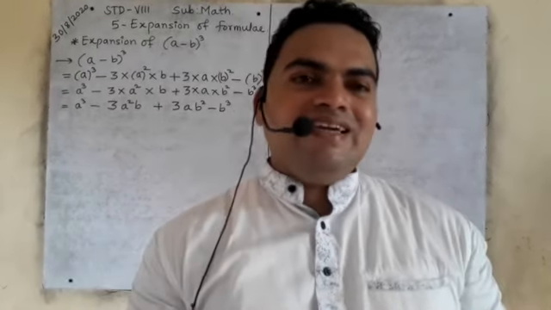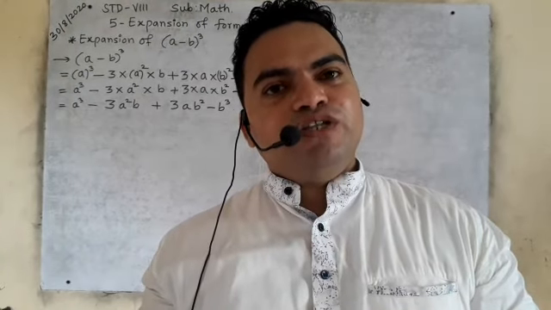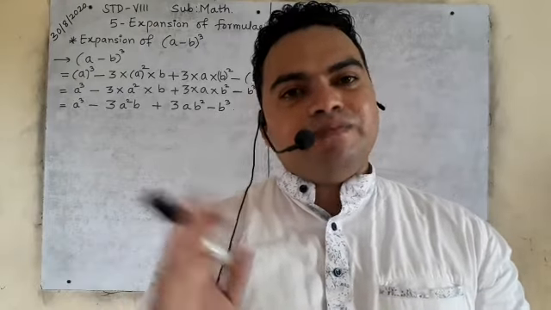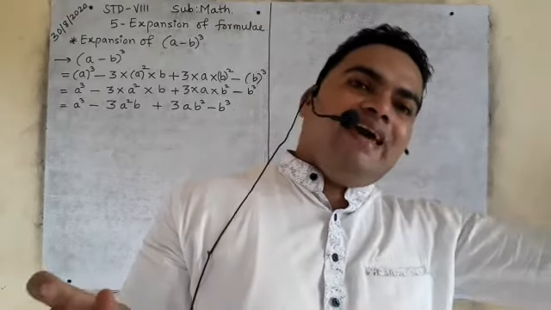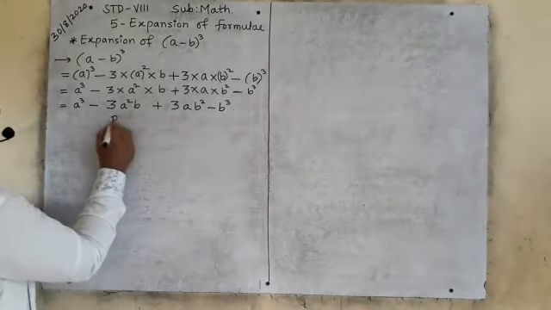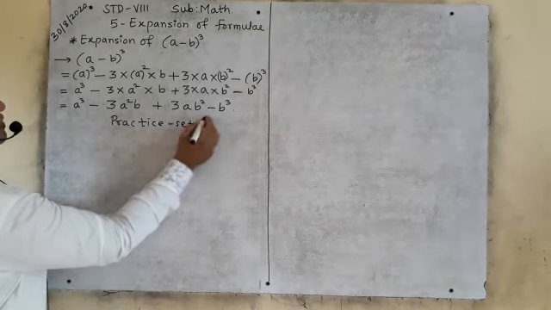Very simple, very easy, just like this we had solved the previous exercise 5.2, but in that a plus b cube was there and here a minus b cube is there. Only in the beginning it will be minus and at the end it will be minus. Okay, now see, we will start practice set.